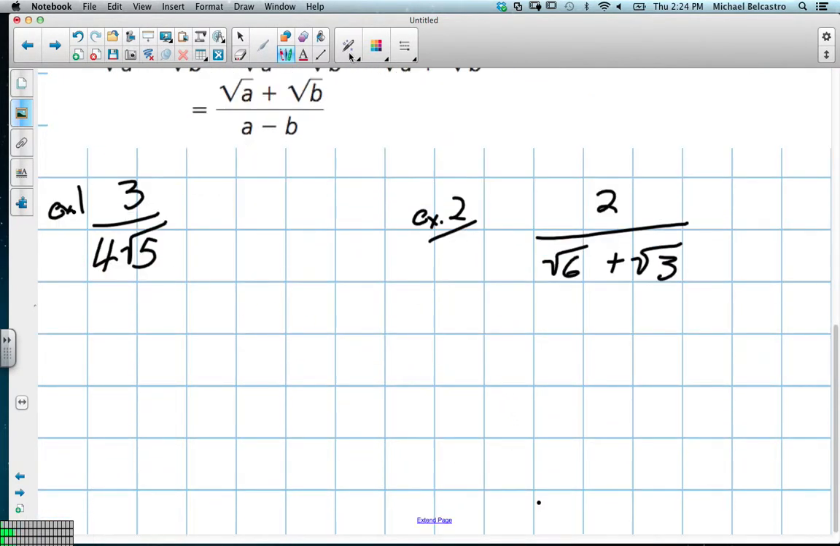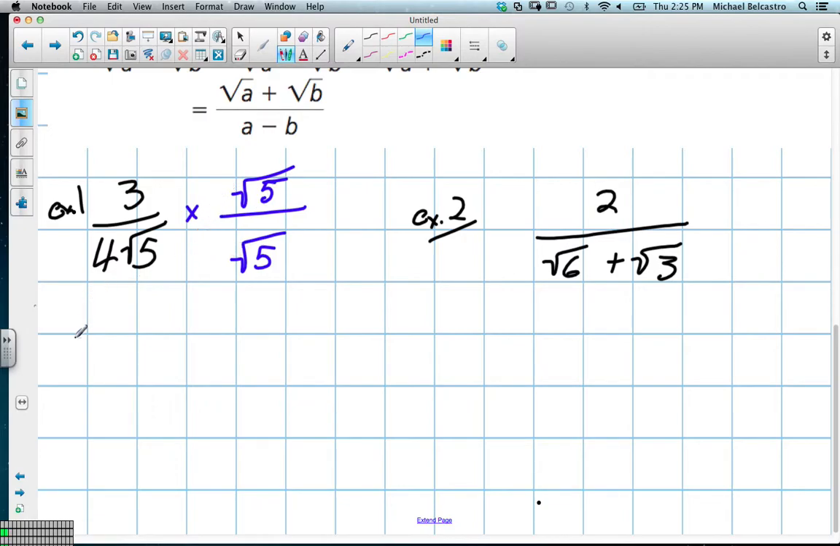So our very first example here, we have 3 over 4 root 5. What we're going to do here is multiply both the top by root 5 and the bottom by root 5. Now, if you're unsure whether to multiply it by root 5 or 4 root 5, you can do both, because eventually you'll be able to simplify the other.